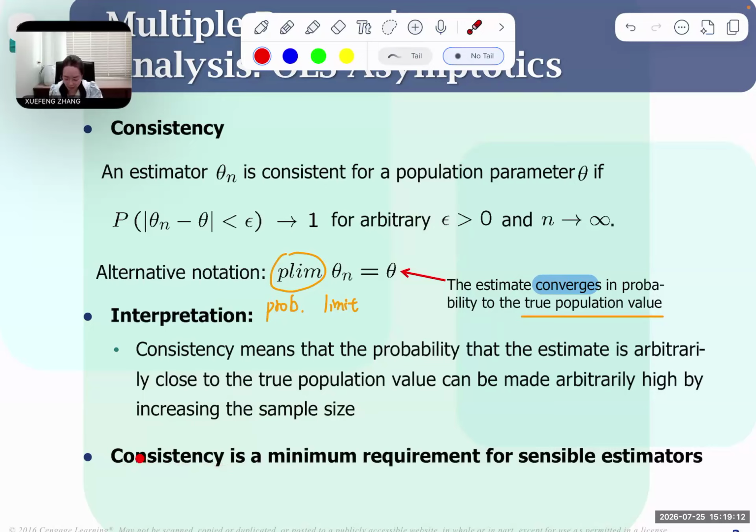And let's see the last point. Consistency is a minimum requirement for sensible estimators. And this is an important framing. If an estimator isn't even consistent, meaning more data doesn't help you get closer to the truth, it's basically useless. We would never seriously use it, no matter how appealing it looks otherwise. Without consistency, we'd never use it.